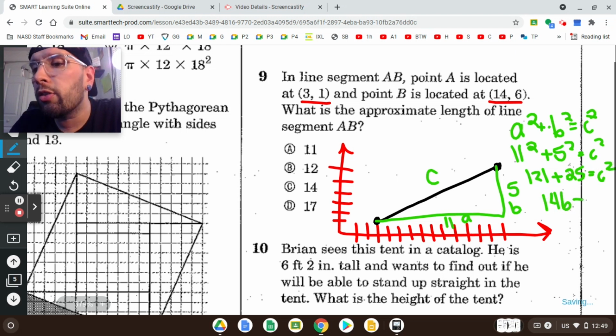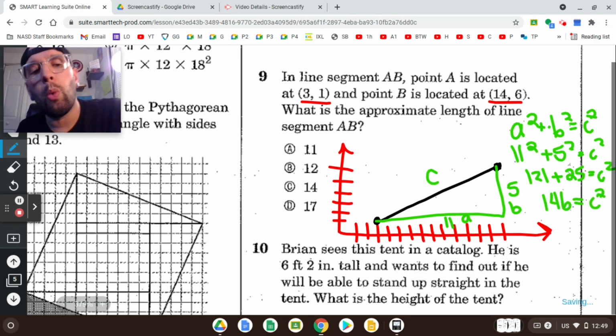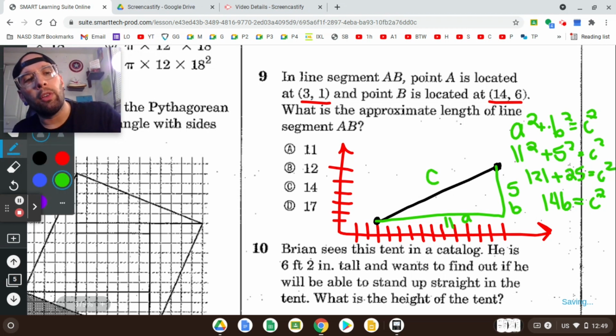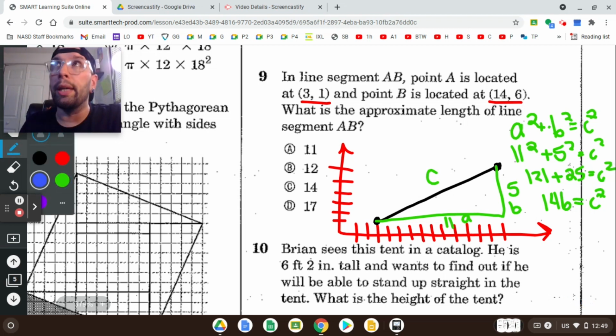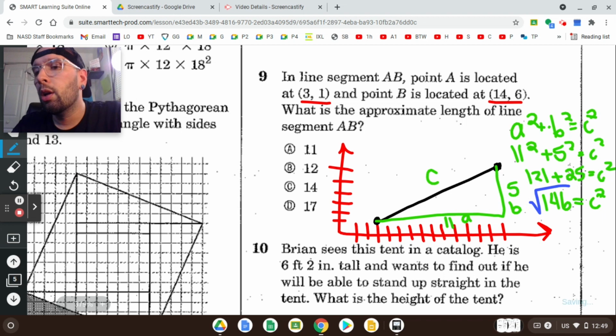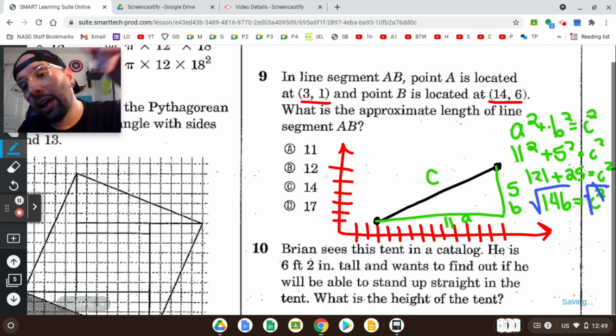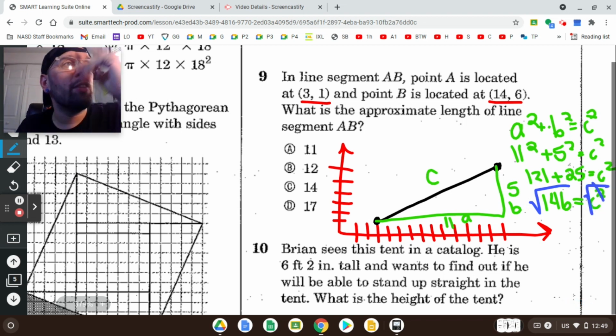Is C all by itself? No. What's in the way? Squared. How do I get rid of squared? Square root. Now, normally, when I square root both sides, I have to attach a positive or negative symbol. Well, not here, friend, because this is a length. And with length, we don't have negative length. It's not possible.